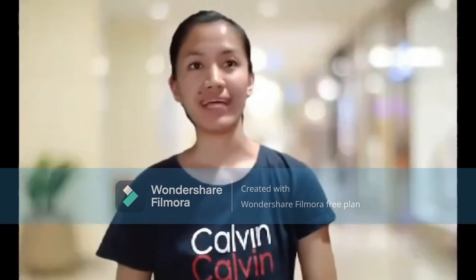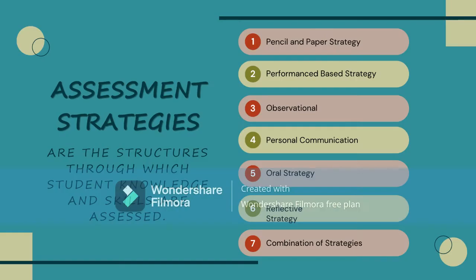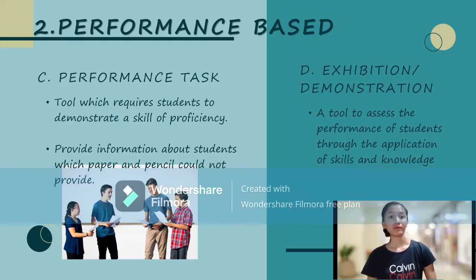Now let's proceed to the second strategy, which is the performance-based strategy. So there are two ways or tools that can assess this, which are performance tasks and exhibit or demonstration. So first, the performance task. This requires the students to demonstrate a skill or proficiency. It also provides information about students which paper and pencil could not provide.